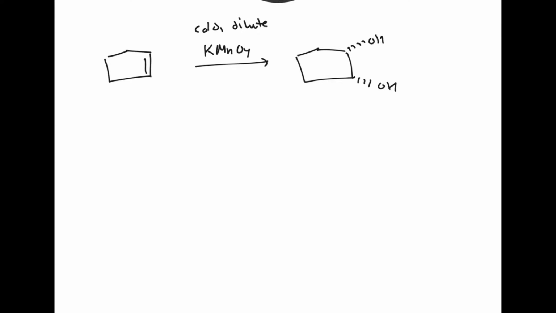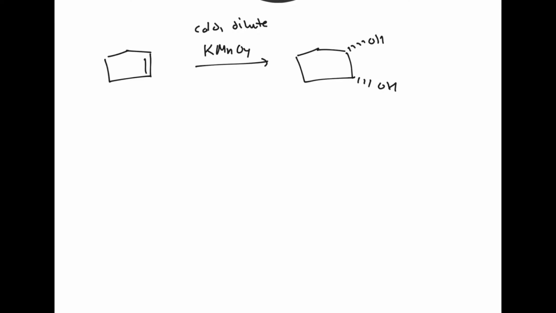the one everyone remembers, right, is cold, dilute KMnO4. And again, same thing, the manganese is holding on to the two oxygens and it sticks them on the molecule at the same time from the same side. So here I'll make them dashes, but right, they could both be wedges or both be dashes. They just come from the same side.